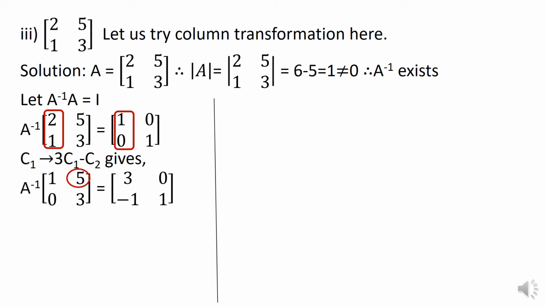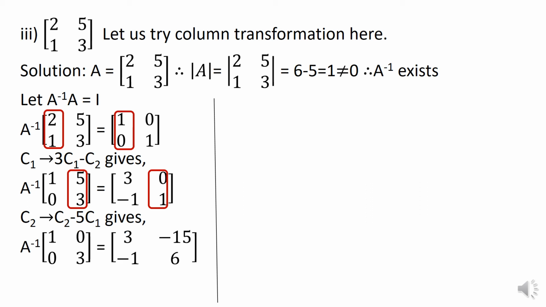The next step is to convert 5 into 0. When we convert 5 into 0, the second column on both LHS and RHS is going to get transformed. So this can be done by doing C2 minus 5C1. That is 5 minus 5 gives us 0. So as you can see here, the second column on the LHS and RHS has been transformed now.